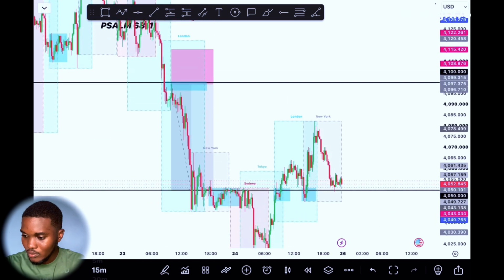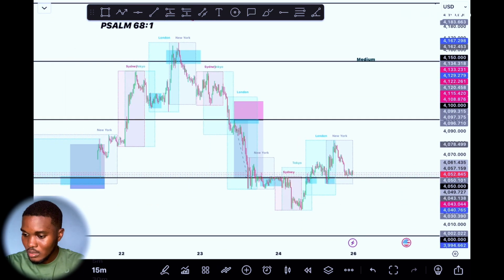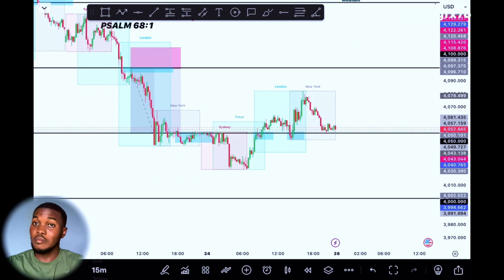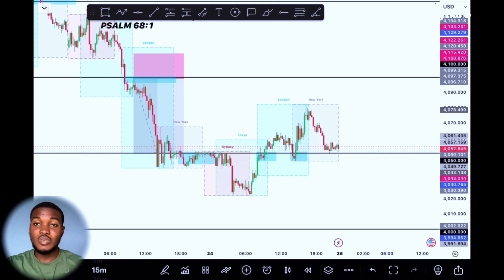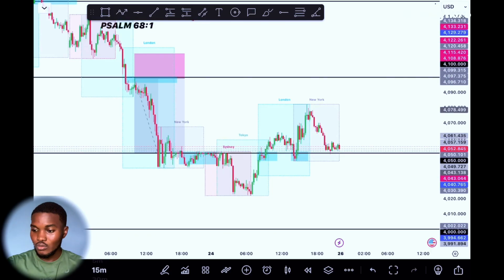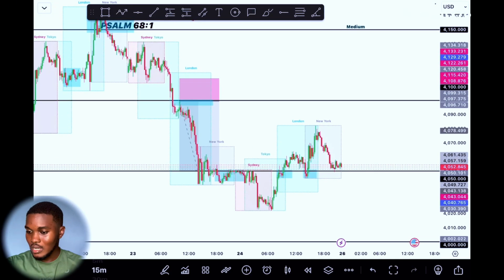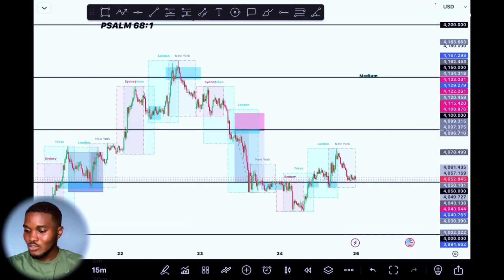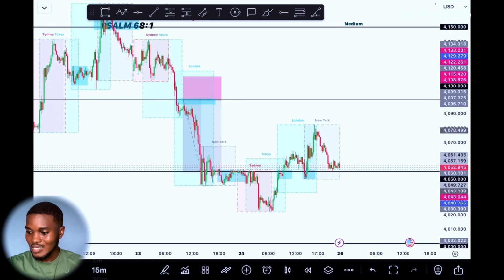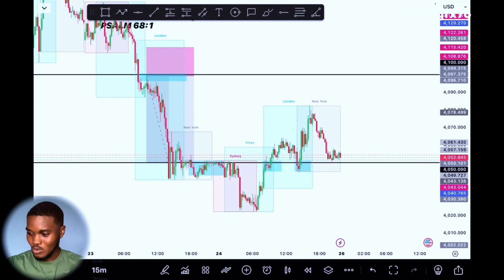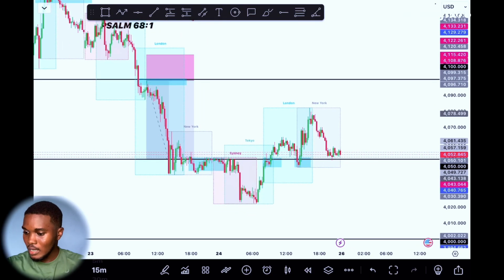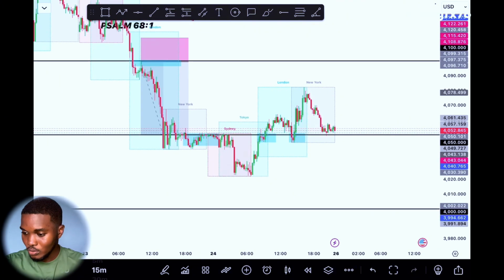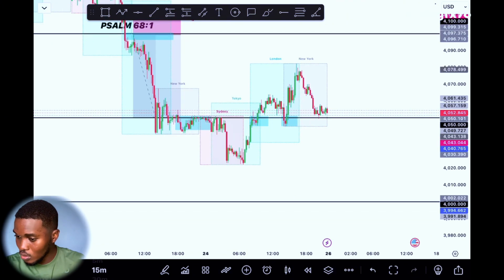So let's go to the minor psych levels. And now guys, you cannot only trade psychological levels. I mean, you can, but for me, I like to use it as an added confluence. Trading only psychological levels without having a trading strategy is quite disastrous. So you need to use it as an added confluence, and you cannot only trade psychological levels alone.